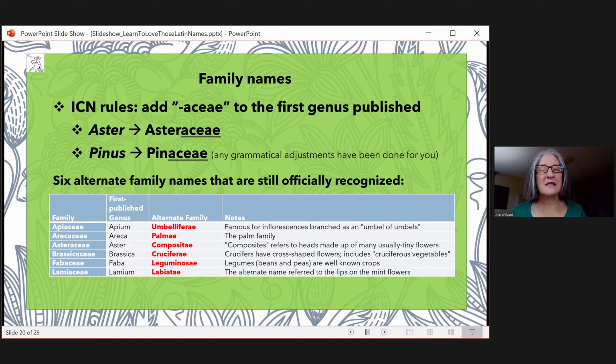This has been many decades now. This rule has been in place, but there are still some historically used family names that people loved so much that the ICN botanists got together and voted that those are still official and correct alternative names. And a couple of these you might recognize. So the new name for the carrot family is Apiaceae, named after Apium. But because the flowers are arranged in umbels of umbels, Umbelliferae is still in use.